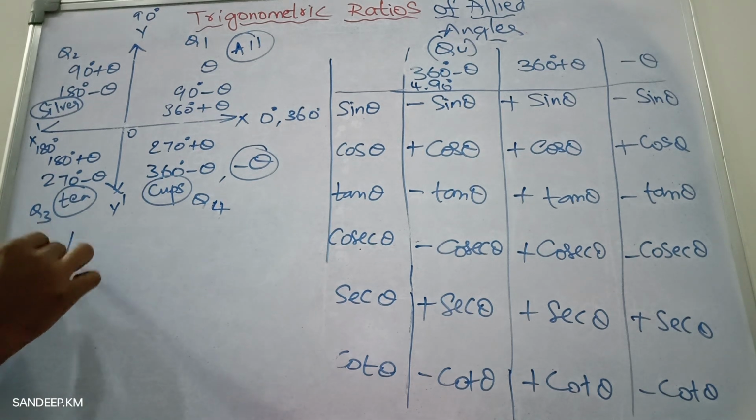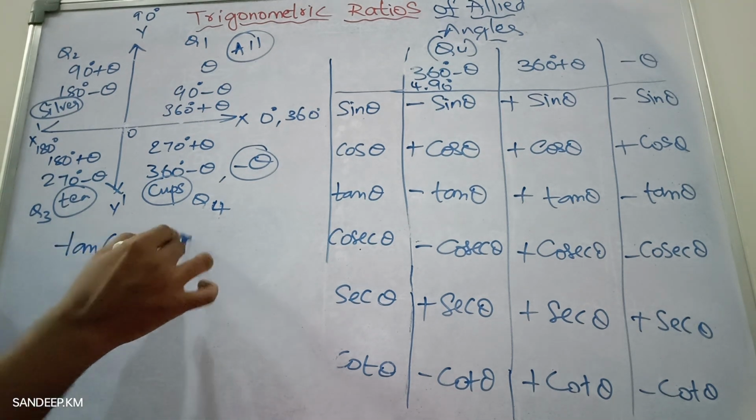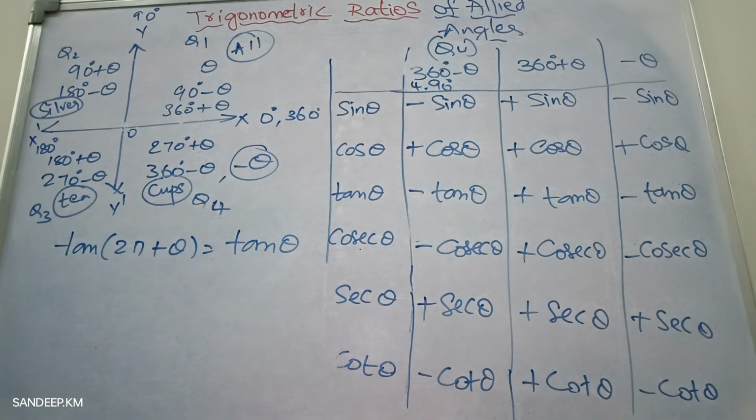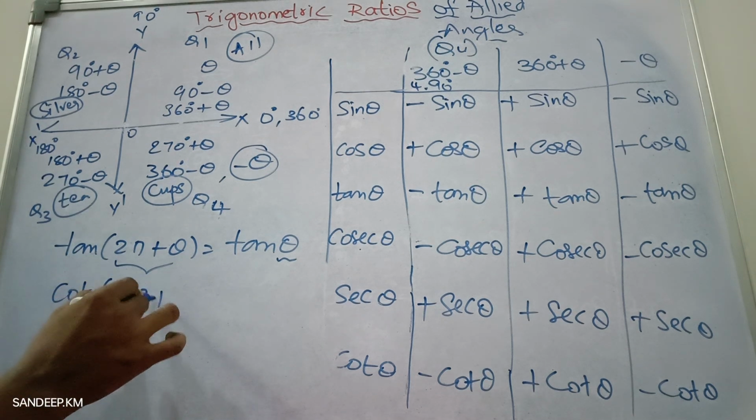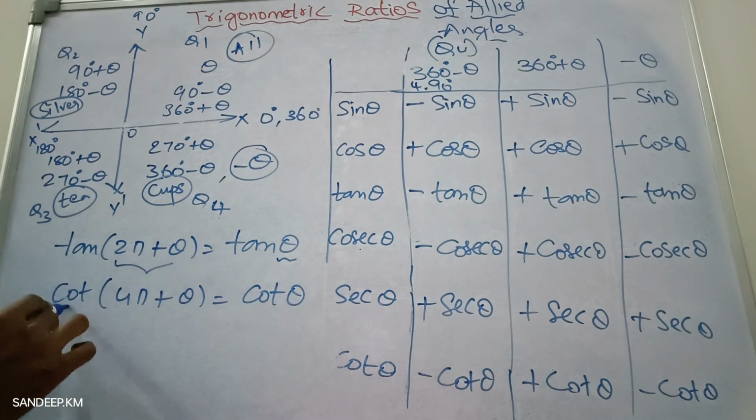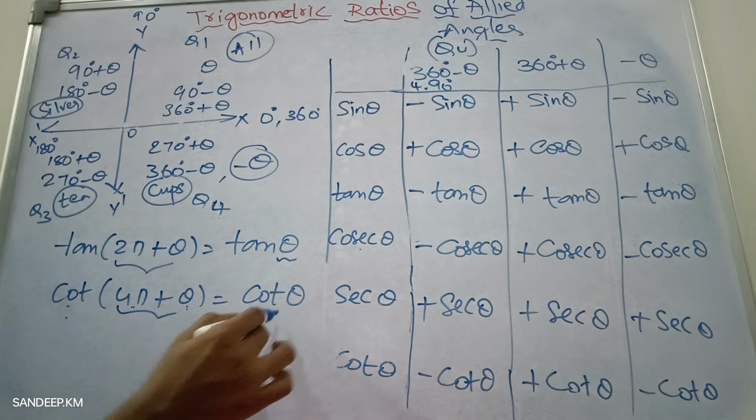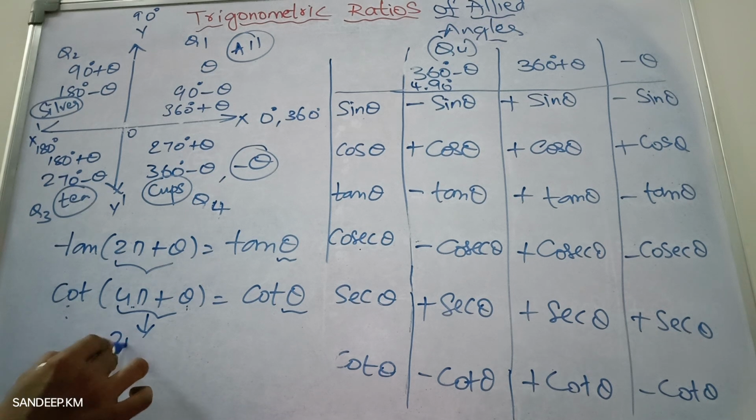Now, if someone says tan of 2 pi plus theta is equal to tan theta, what is the reason? You can apply this reason: 2 pi plus theta and theta are coterminal angles, they are equal to each other. Similarly, cot of 4 pi plus theta is equal to cot theta, tan of 4 pi plus theta is tan theta, sine of 4 pi plus theta is sine theta, and so on. What is the reason? Because these two are coterminal angles, and this is in the form of 2n pi. 4 pi is a multiple of 2 pi. N times 2 pi, correct or not? N times 2 pi means multiple of 2 pi.